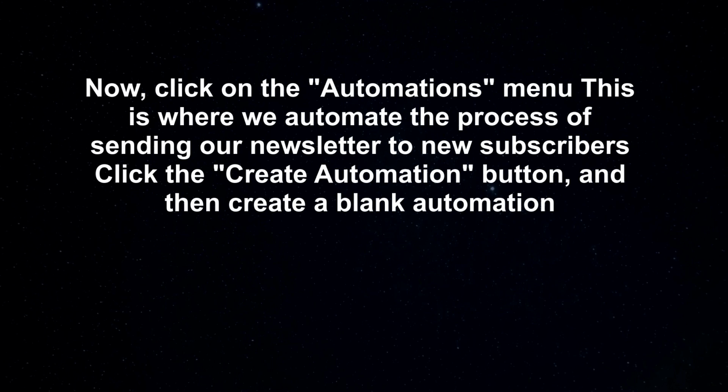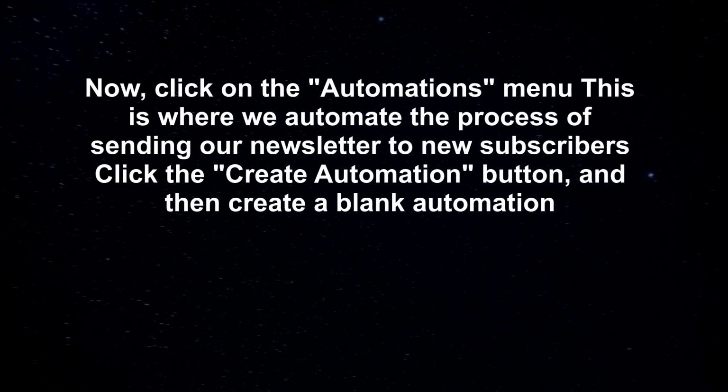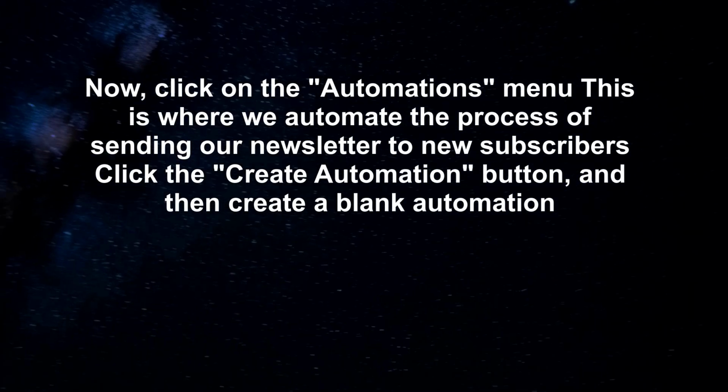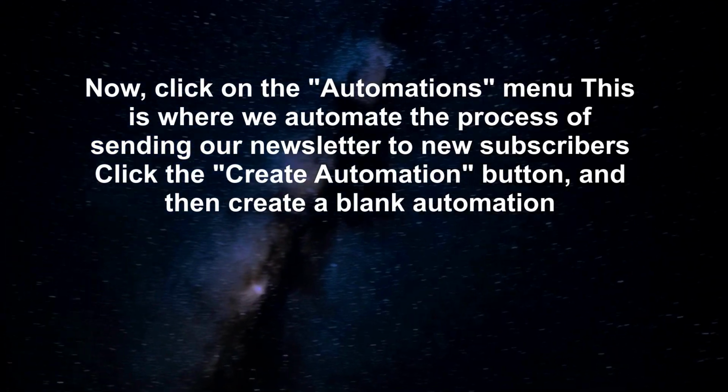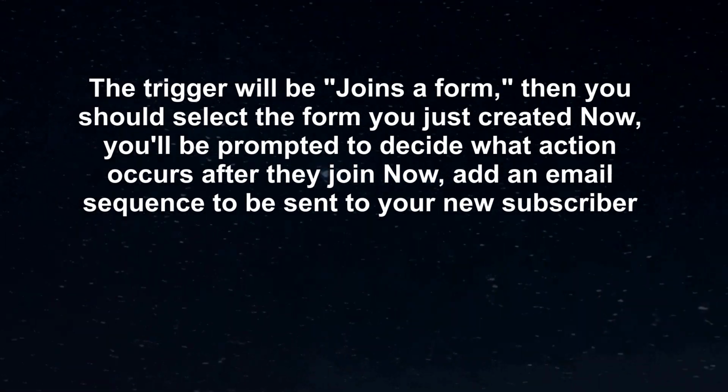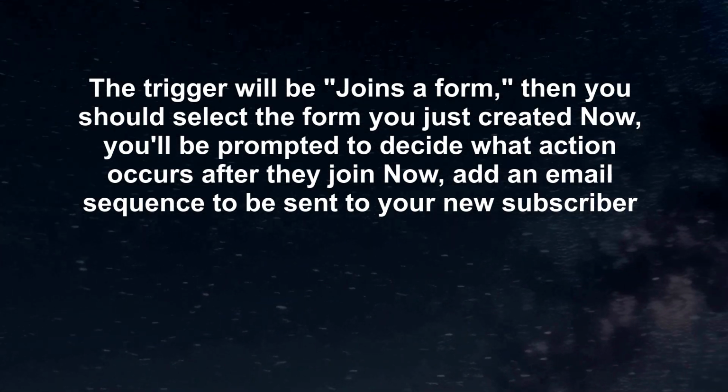This is where we automate the process of sending our newsletter to new subscribers. Click the Create Automation button and then create a blank automation. The trigger will be Joins a form. Then you should select the form you just created.